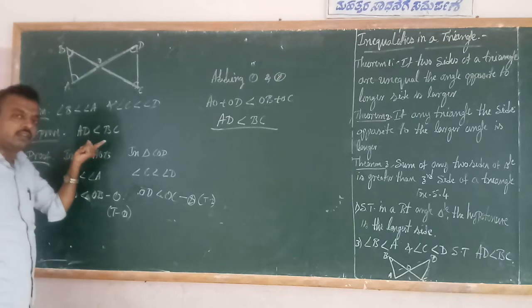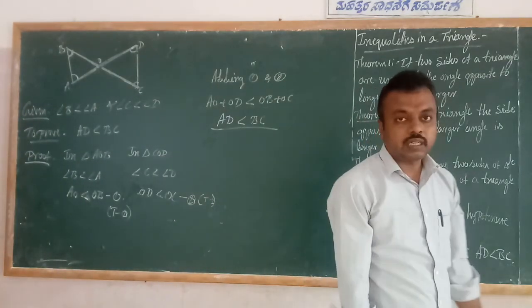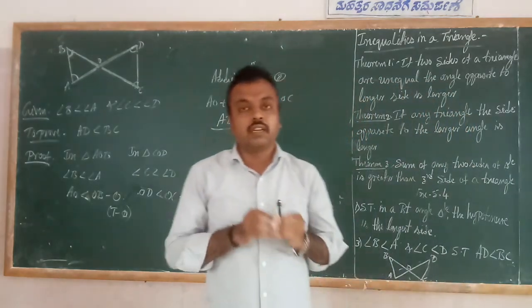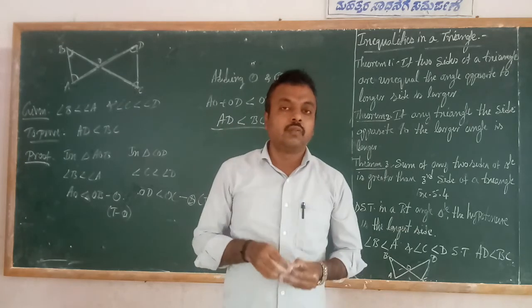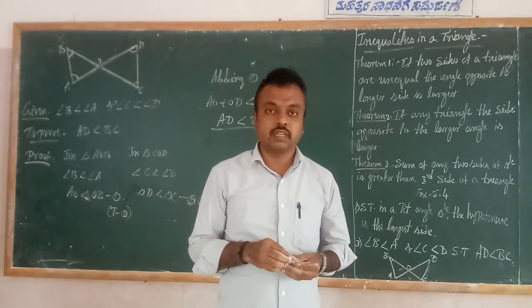Hence the proof. It's a very simple proof. Understand? So the remaining 2 or 3 questions are there in your textbook. You have to solve them on your own. Okay, students? Today we finished the triangle chapter. We will discuss the new lesson in the next classes. Okay, students? Thank you.